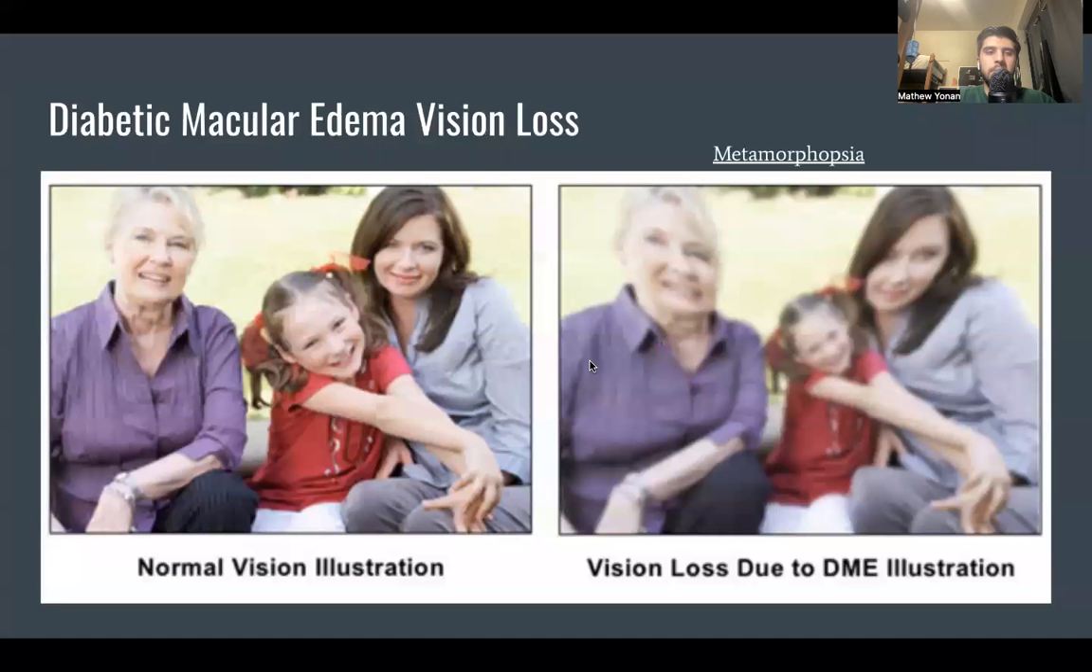All right, here we go. So this is what diabetic macular edema vision loss looks like. On the left, you have normal vision illustration. And then on the right, you have that blurry, wavy vision around the center. And so this is also called metamorphopsia.